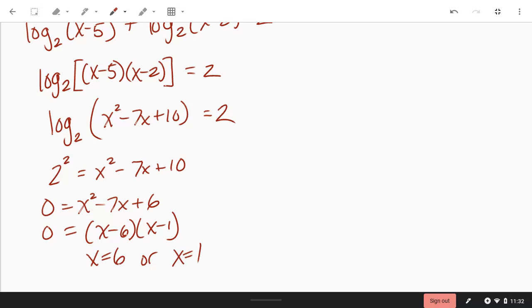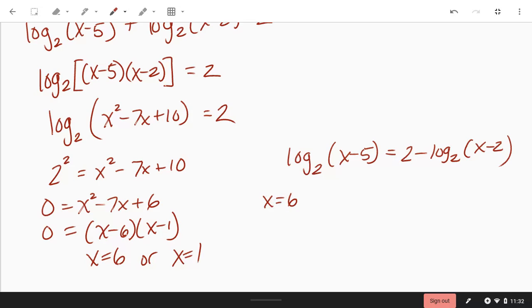Okay, now I'm going to check my answer, and I'm not going to take as much time to do this one. Okay, my original expression. If I plug 6 in, I'm not going to get any negative logs, right? 6 minus 5 is 1, 6 minus 2 is 4. That will work. I could show the work for it. But if I plug 1 in, I'm going to have the log of negative 4 and the log of negative 1. So that's not going to work. So my only answer will be 6.